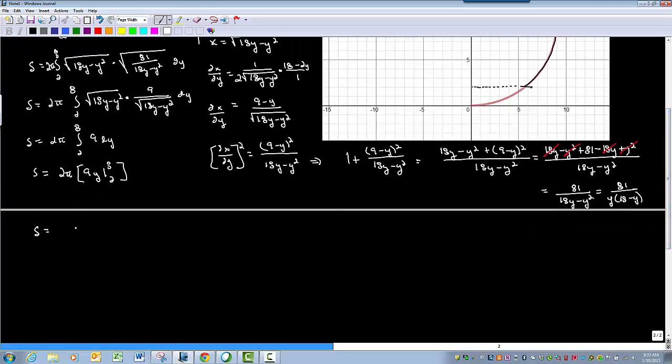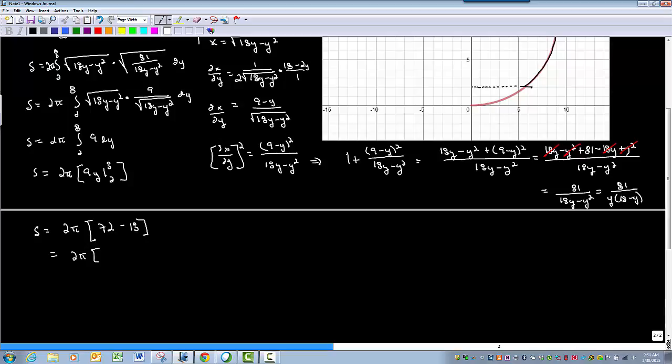So our surface area should be equal to 2 pi times the quantity 9 times 8 is 72, minus 9 times 2 is 18, which should be 9 times 6, which is 54. Wait, hang on. What did I just say?